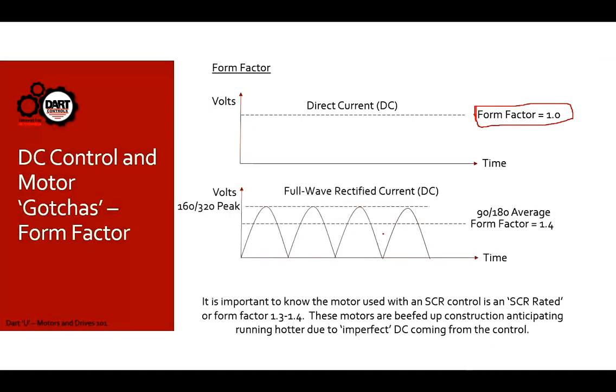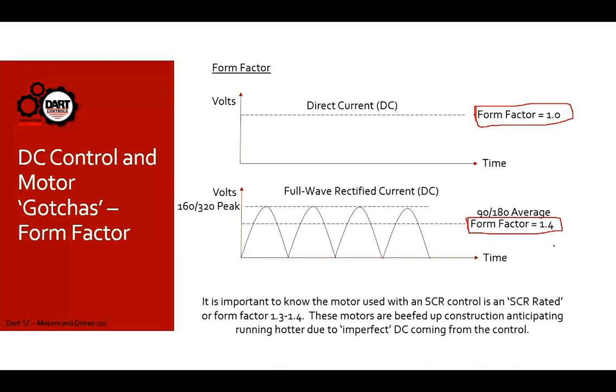When we use full wave rectified DC, remember, it's actually pretty bumpy. It has some relatively high peaks, but the motor is going to find the average of that waveform. All those windings inside of that motor act like what in electricity is termed an inductor. It kind of acts like a filter. So it'll have an averaging characteristic to it, but because this is not pure DC, the form factor on an SCR-rated motor is usually somewhere between 1.3 and 1.4.